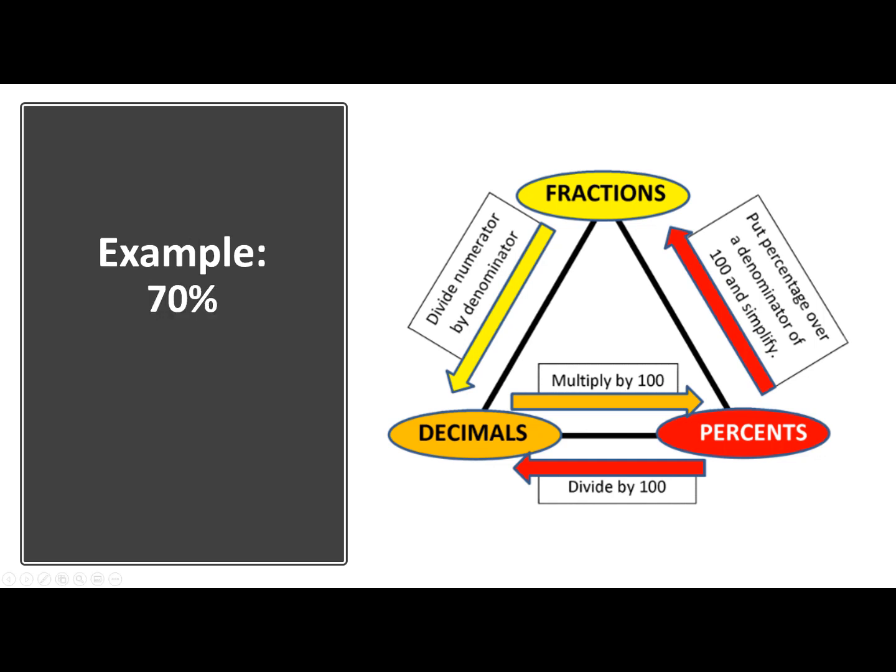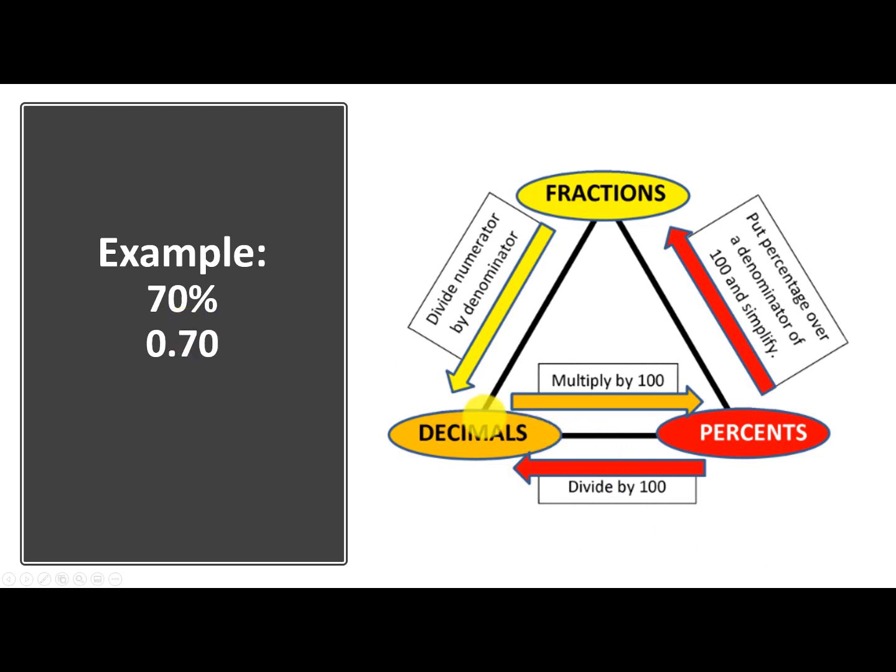Next. Now we are starting with a percent, and if we were to change this to a decimal, we take the percent, we divide it by 100, and then we drop the percent sign, so that becomes 0.70, or we could just say 0.7. The zero is really not needed, but you can write it if you like.